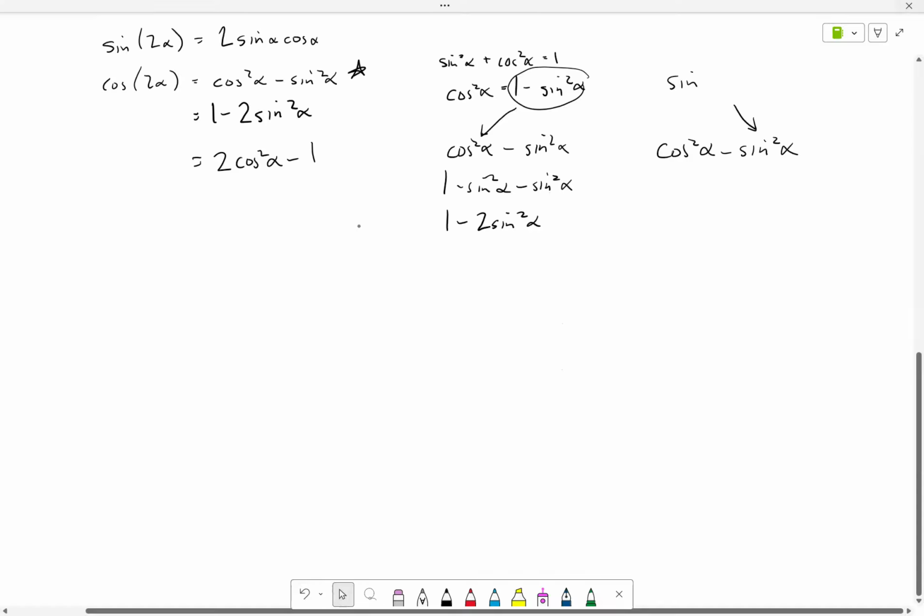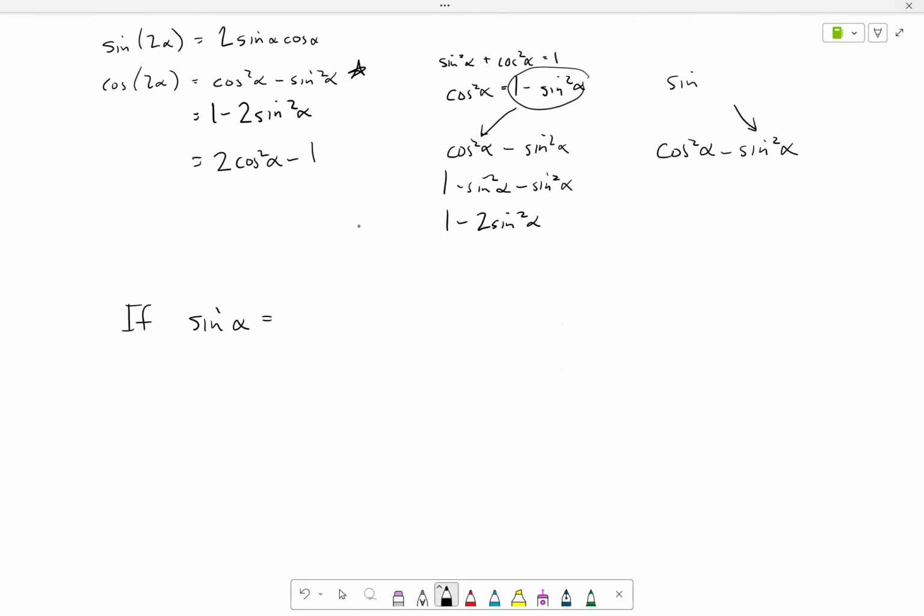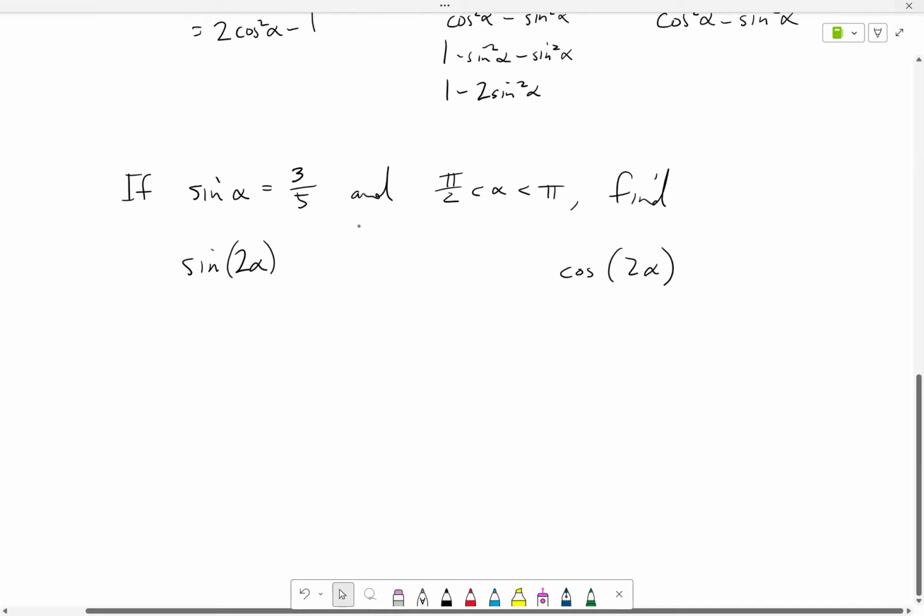Okay, so one example: if sine of alpha is equal to 3/5 and alpha is between pi/2 and pi, find sine of 2 alpha and cosine of 2 alpha. Let's see what you can do with this. Please use the identities of today.